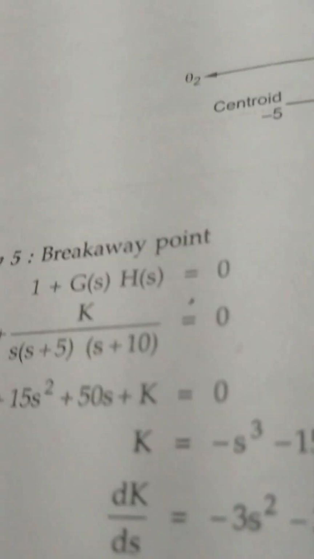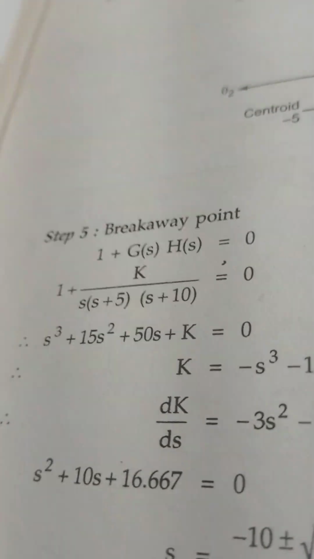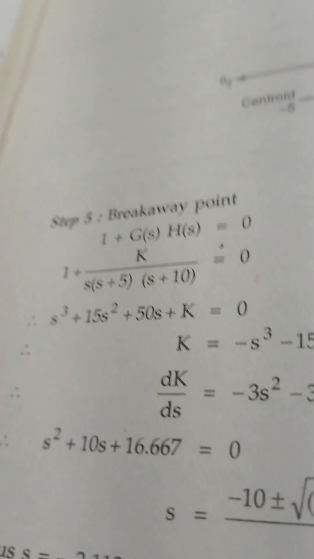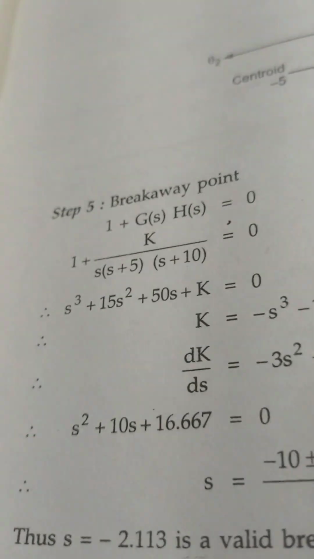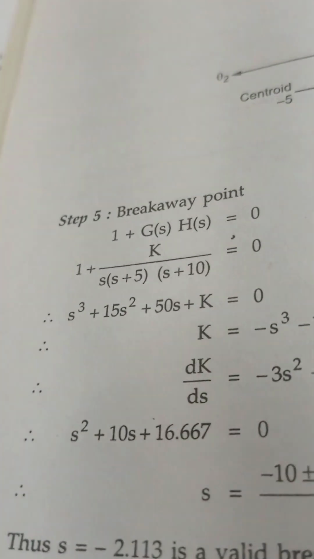Afterwards we have to find the breakaway point, and from that we have to draw the root locus. From that we can come to know whether the system is stable or not. Therefore, to find the breakaway point, we have step number 5. What do we have to do in step number 5?